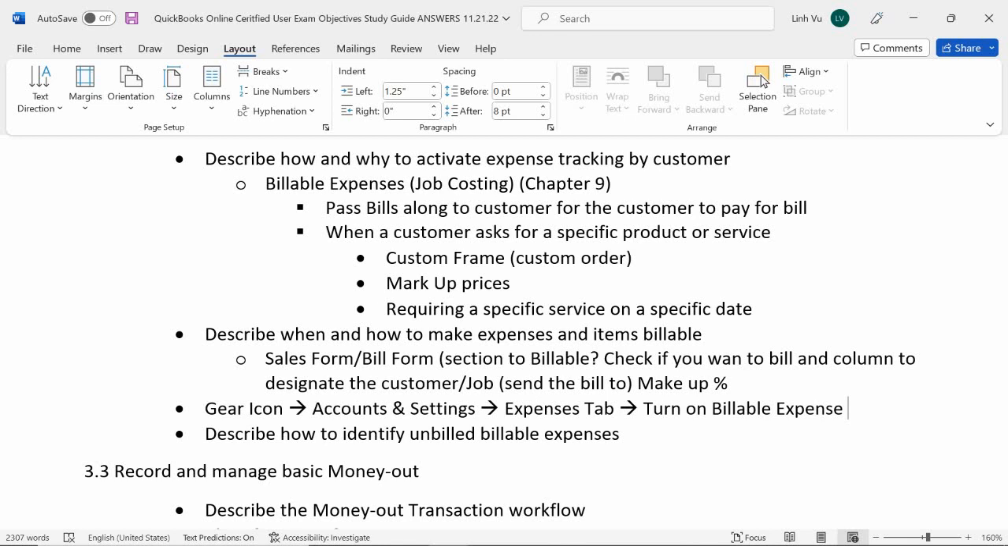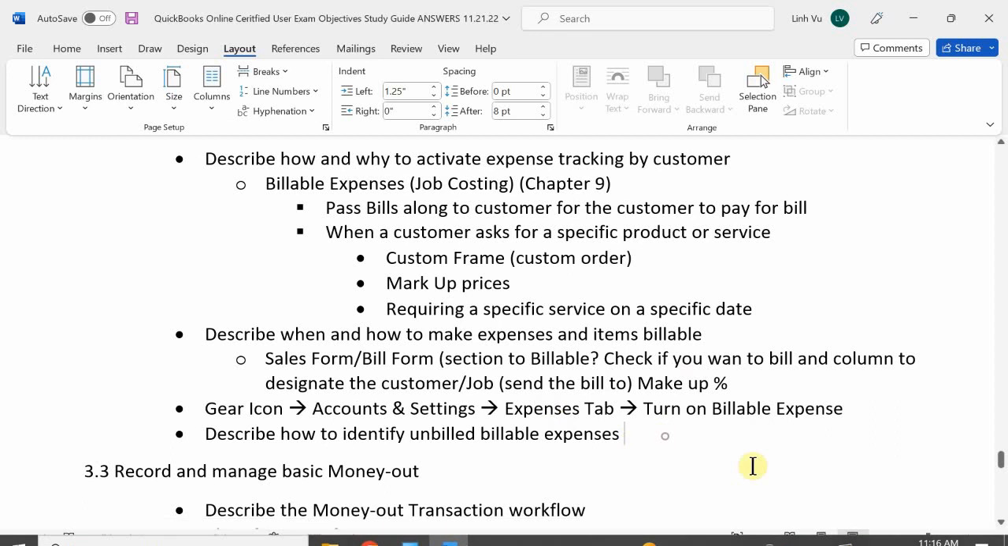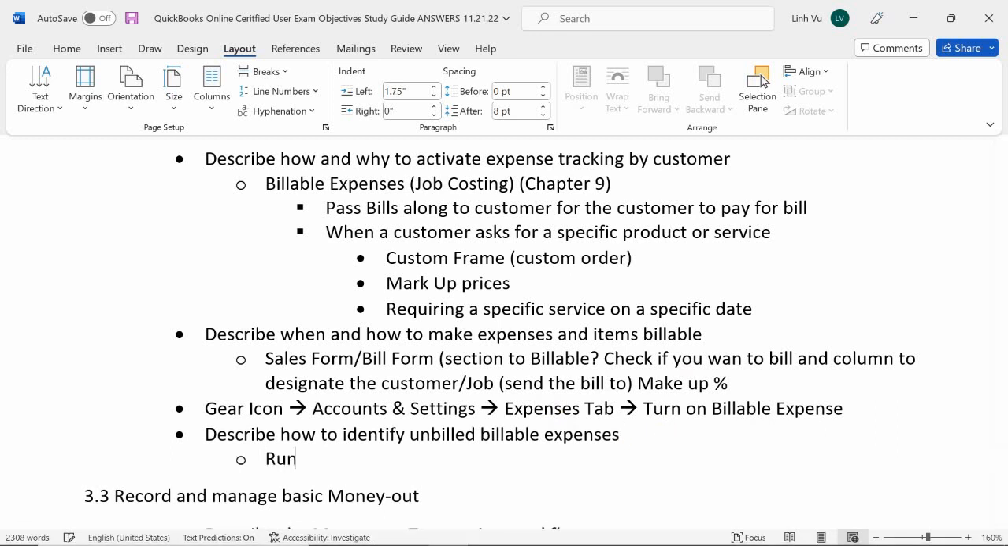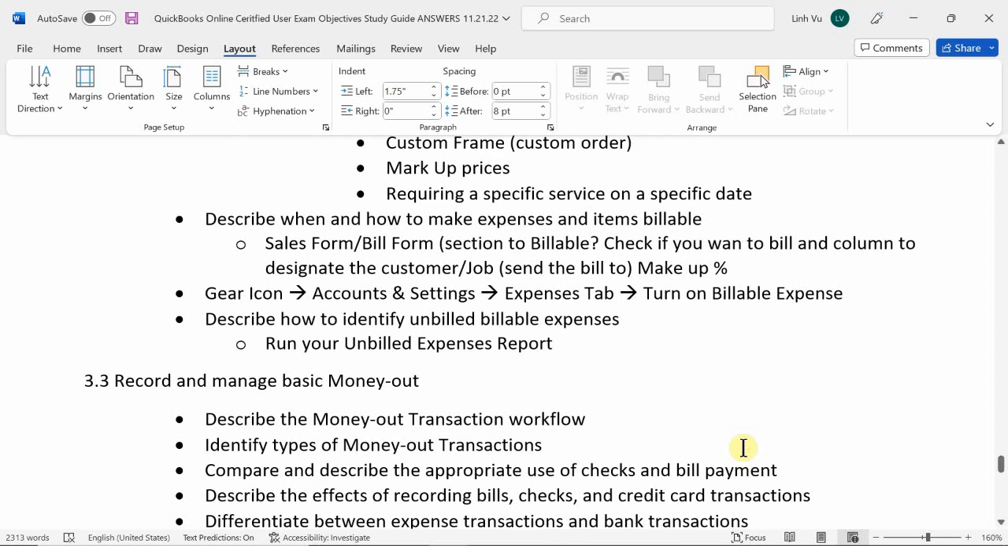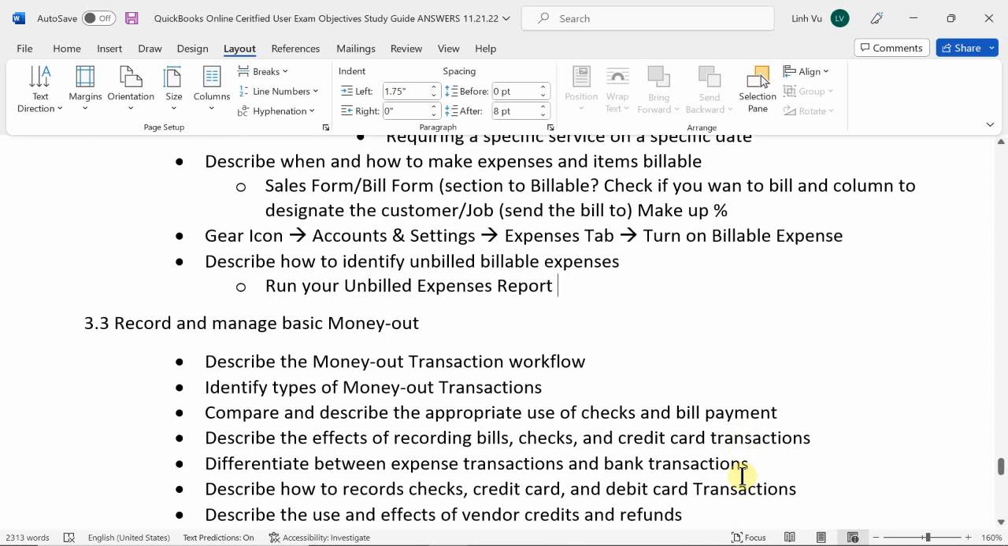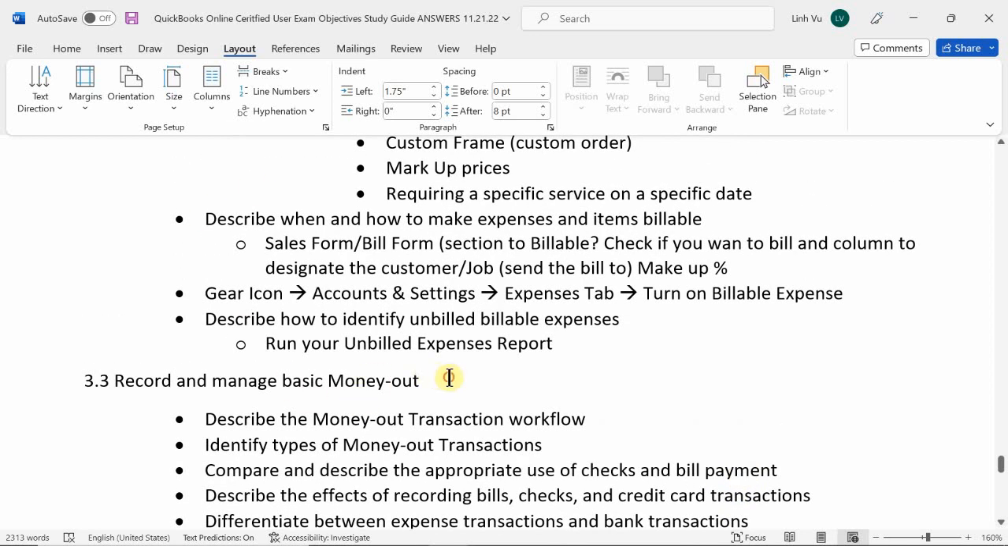Okay? Last but not least, describe and how to identify billable expenses. So again, you would just run your unbilled expenses report. You can type that into your report center and you should be able to find it. All right, so this is where we're going to stop here for today.